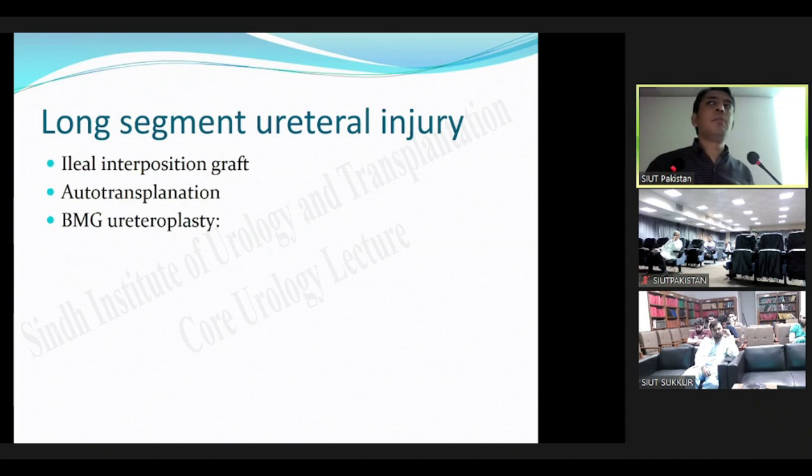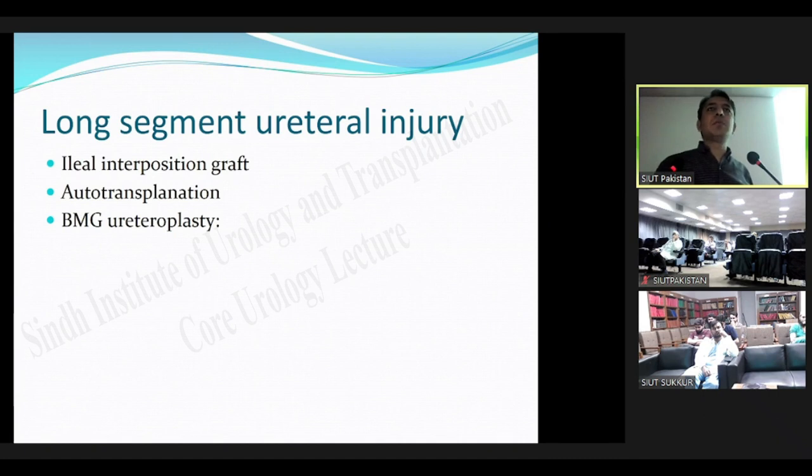The Boari flap and sausage is usually avoided in the small capacity bladder. Good. Fibrotic bladder, small capacity bladder. Yes, so the Boari flap is contraindicated. Boari and sausage is contraindicated in small capacity bladder or bladder outlet obstruction.